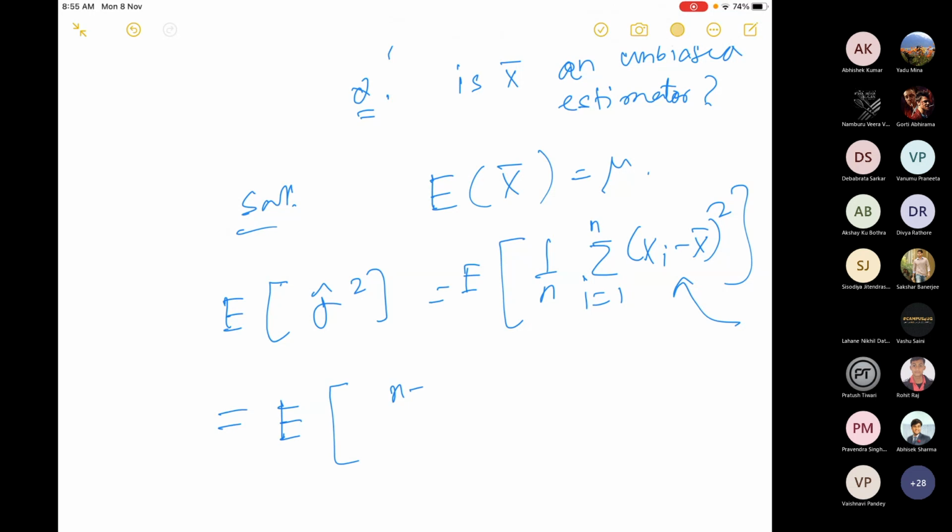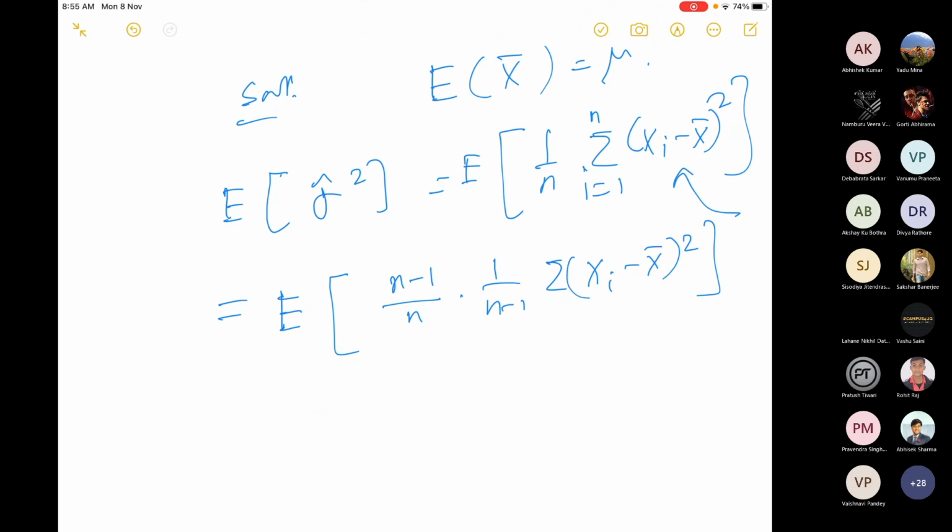So what I do, I can take this as 1 by n minus 1 times, because I know that there is s square which is related to this. Then the expectation of this, n minus 1 by n, will come out. This is a property of expectation. Then the expectation of this is nothing but s square, the sample variance.